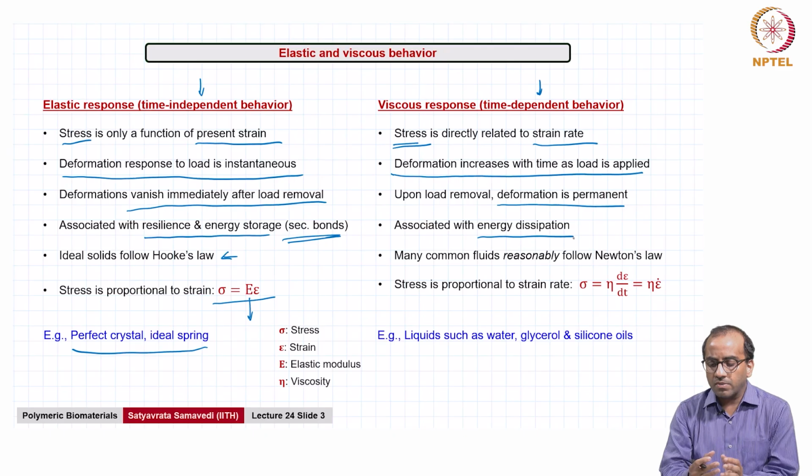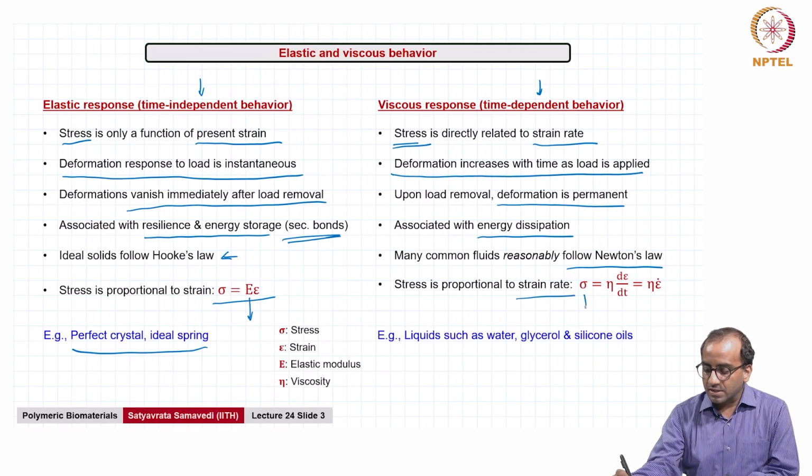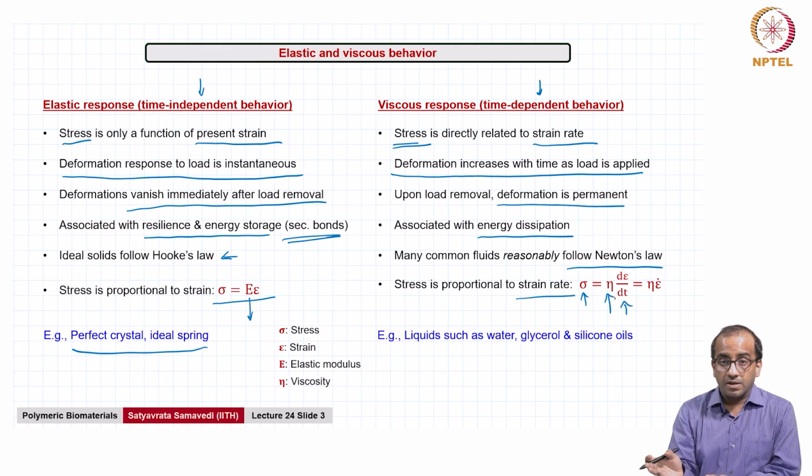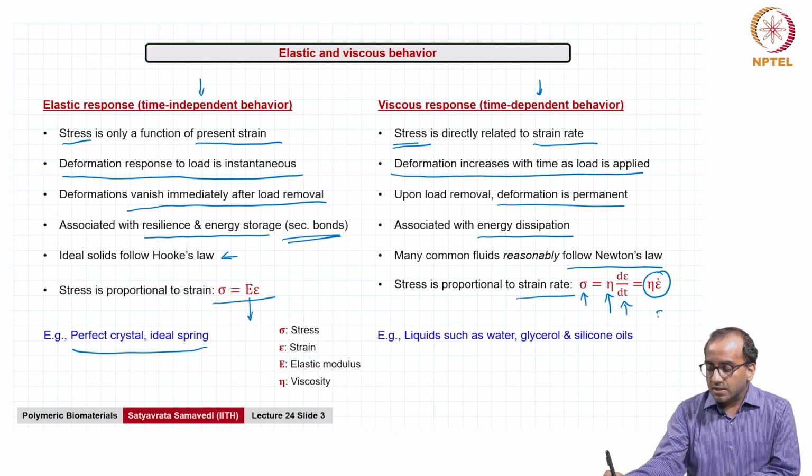And many commonly seen fluids reasonably follow what you would call Newton's law, which is simply given as stress being proportional to the rate of strain, and the proportionality is captured through the property of viscosity. And this nomenclature, epsilon dot, simply indicates the rate of strain. That is what the nomenclature means.